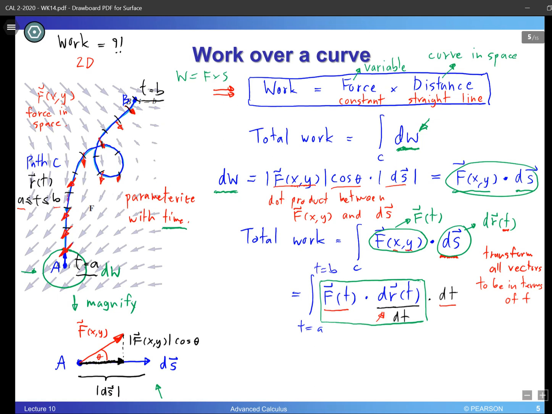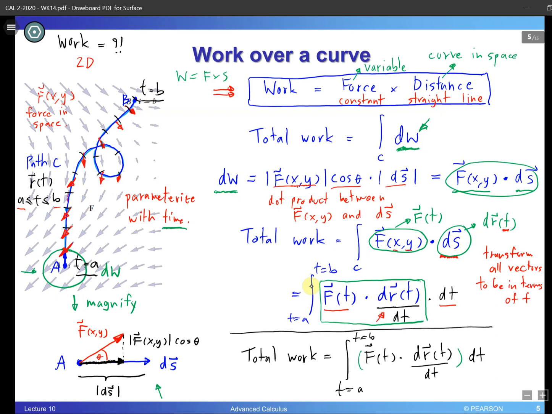Now let's summarize the new formula that we have today. So now total work is equal to the integration of this dot product, force vector in terms of time, and the first order derivative of r, the position vector in terms of time, with respect to time. Alright, and then we are going to integrate this with respect to time in the end. Time starts from a and ends at b. Okay, let me fix this one. So t equal to a right here. And now let's put a box around this new, upgraded formula.